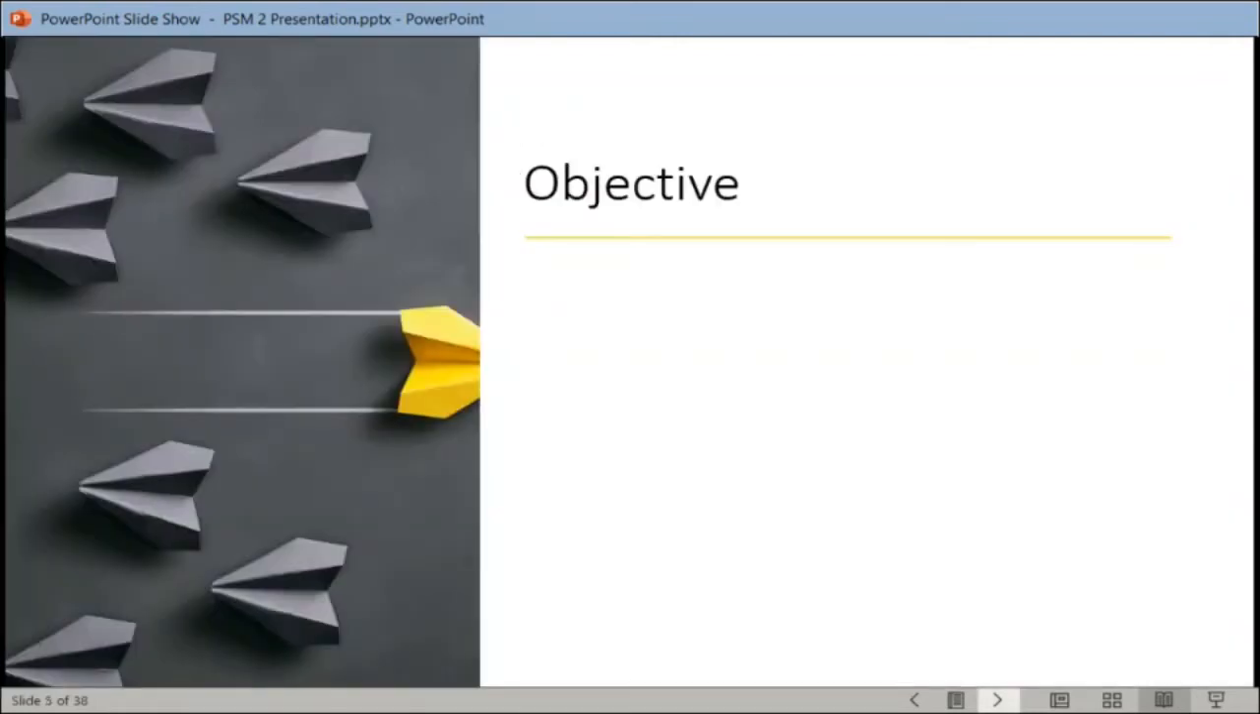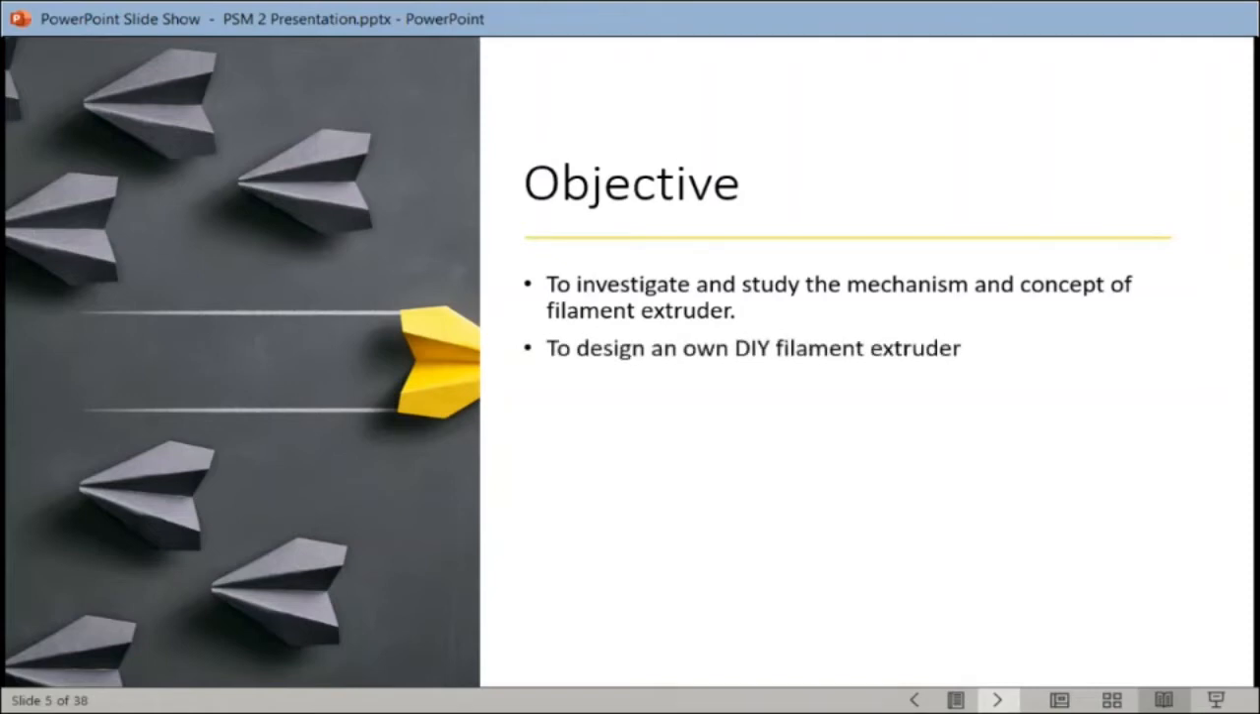The purpose of this research is to investigate and study the mechanism and concept of the filament extruder, to design my own DIY filament extruder, and to provide an analysis of the filament extruder parts.